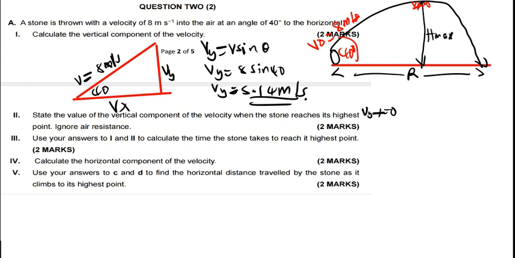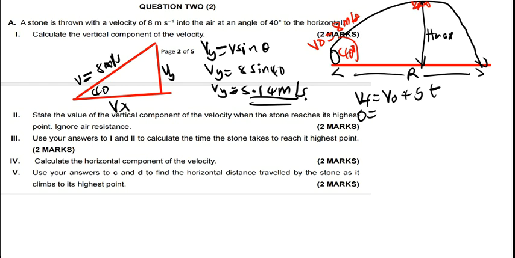Okay, then part 3 is saying use your answer to 1 and 2 to calculate the time the stone takes to reach its maximum height, its highest point. To find the time to reach the maximum height, we are going to use this formula: V final is equal to V initial plus GT, because I don't have the height. I don't know the height, so I can't use the formula that gives me the height, because I'm trying to find the time. Once it reaches the maximum height, the final velocity is 0.